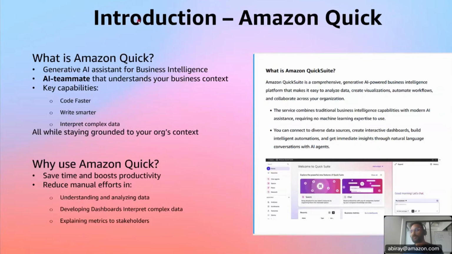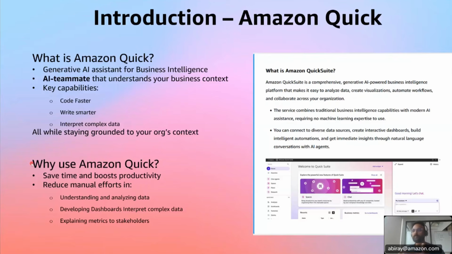So let's start with what even is Amazon Quick. Amazon Quick is a generative AI assistant for business intelligence. Think of it as your AI teammate that understands all your business context. It can help you code faster. It can help you write smarter. It can interpret your complex data, all while staying grounded to your organization's context and your team's data. And this makes it really powerful.